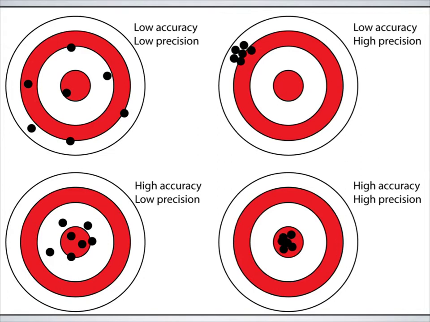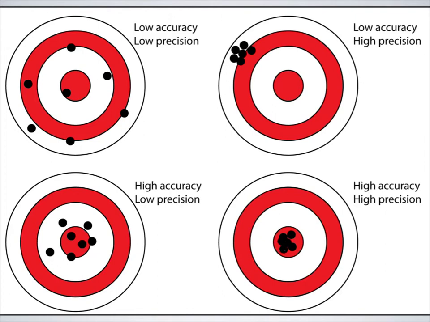On the other hand, over here on the top right, you've got a very precise grouping. This person hit the same spot all 6 times. They weren't accurate because they weren't close to the bullseye, but for sure they were precise because all the grouping is very close to each other. Over here, you've got high accuracy, but low precision. All the shots are close to the bullseye, but they're not grouped close together. So it's high accuracy, low precision. And then this is, of course, the ideal. High precision, high accuracy, hitting the bullseye every single time.